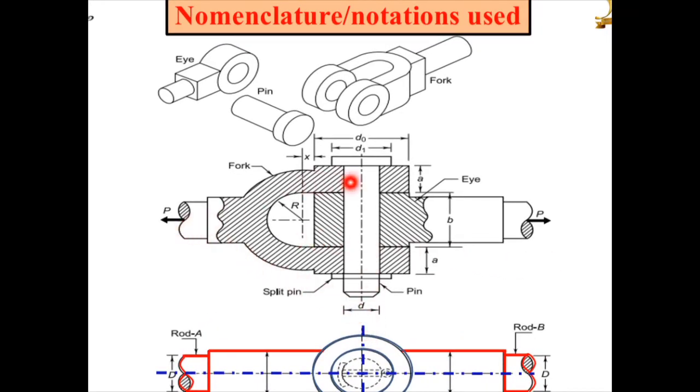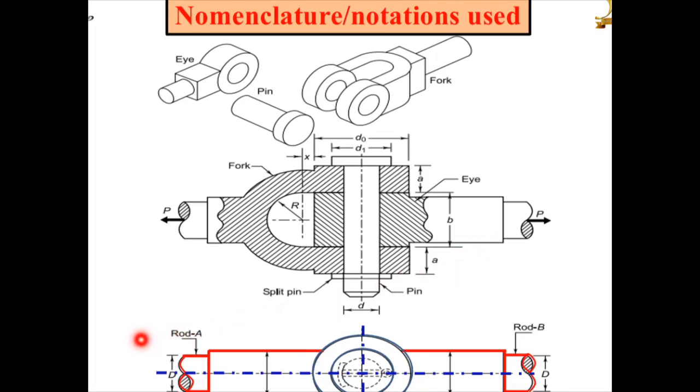Here you will see this component is the fork, this component is the eye, the pin is inserted here, and again here the split pin is also shown in the diagram. Now let us consider this knuckle joint is subjected to force P, an axial tensile force. Then, this is the end rod of the fork and this is the end rod of the eye, which is shown here. Look at end rod A and end rod B.